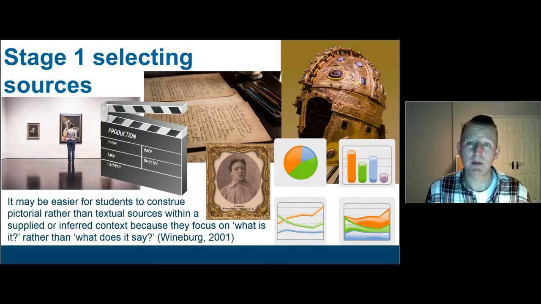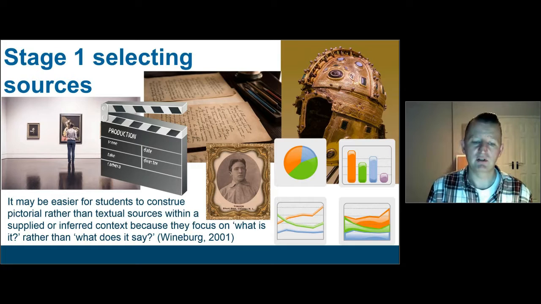And Sam Weinberg, in reflecting on conversations he had with university students about how they engage with sources of information, said it may be actually easier for students to construe pictorial rather than textual sources within a supplied or an inferred context, because they focus on what is it as a question rather than what does it say.